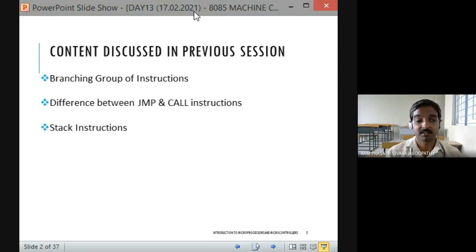What are the two instructions we use to put content into the stack or to remove content from the stack? Stack instructions. Yes, PUSH and POP. Fine. Apart from that, we have one more instruction which will load the stack pointer register with the HL register content. Yes, SPHL. Very good.